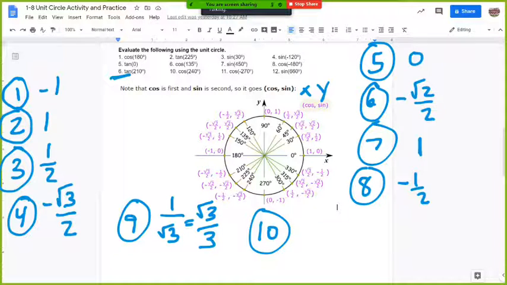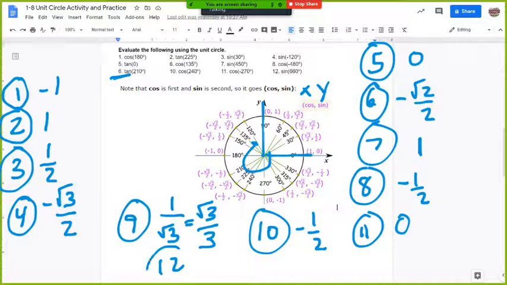Okay, number 10, the cosine of 240. Look at 240, and we get negative 1/2. It's very similar to number 8. Number 11, 270. Okay, 270 crosses at the point 0, negative 1. Ooh, it's negative 270 though, my bad. So it's coterminal with 90 degrees. So we use the x-coordinate for cosine, and we get 0.